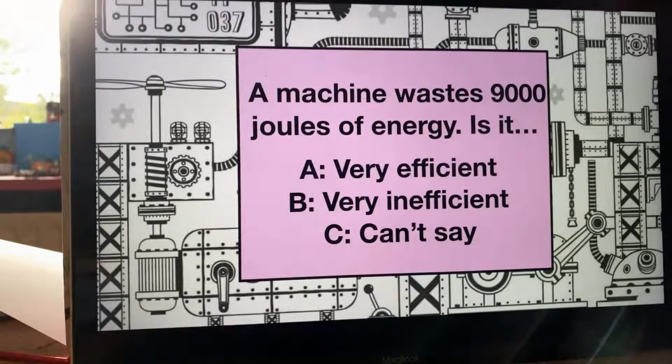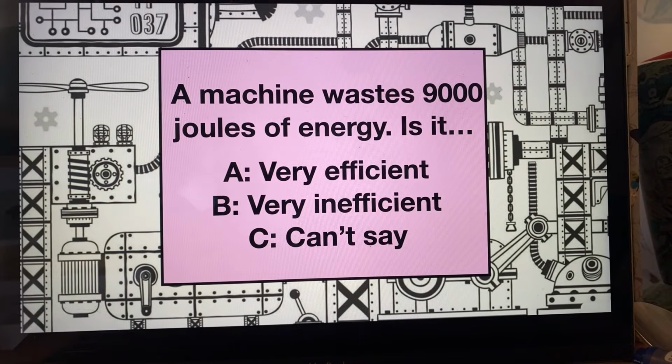Okay, I've got a little quiz for you here. Is it a quiz? It's just one question. Does that count? A machine wastes 9,000 joules of energy. Is it A, very efficient, B, very inefficient, C, can't say? If a machine wastes 9,000 joules of energy, is it A, very efficient, B, very inefficient, or C, can't say?